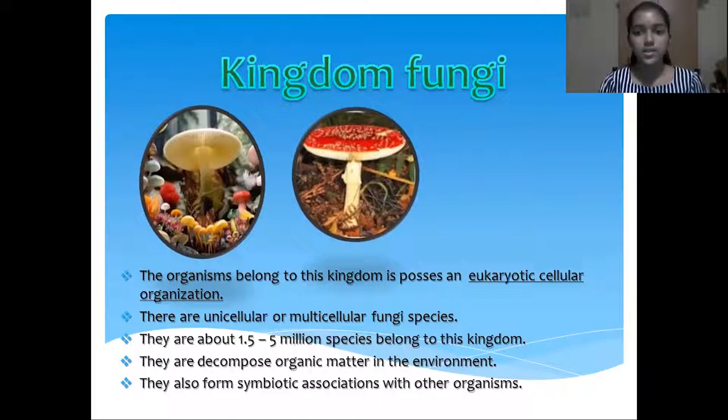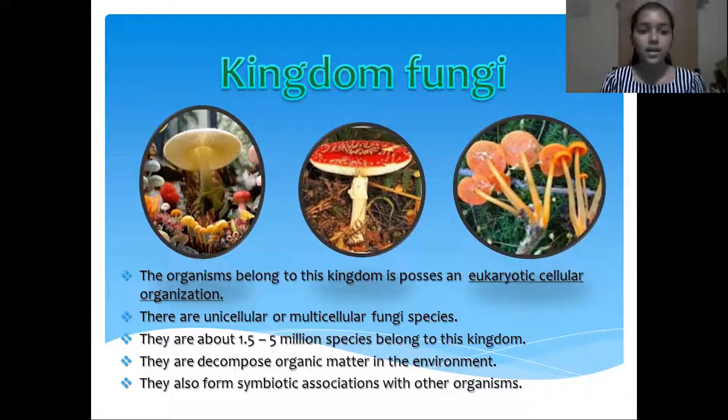Kingdom Fungi. Organisms belonging to this kingdom possess eukaryotic cellular organization. They are unicellular or multicellular fungi species. There are about 1.5 to 5 million species belonging to this kingdom, and they decompose organic matter in the environment. They also form symbiotic associations with other organisms. Useful and harmful effects of fungi to humans.